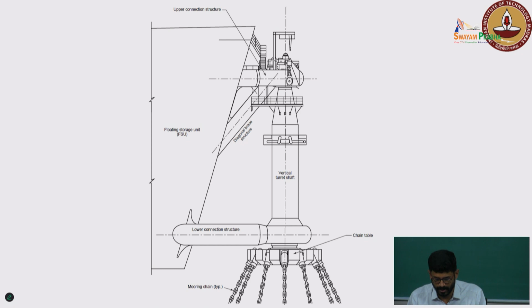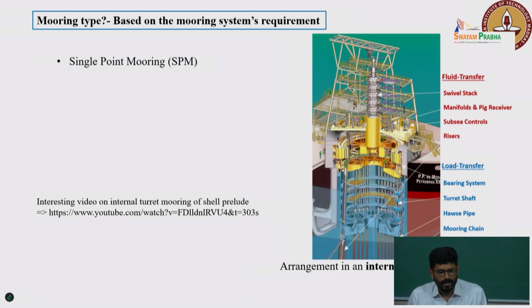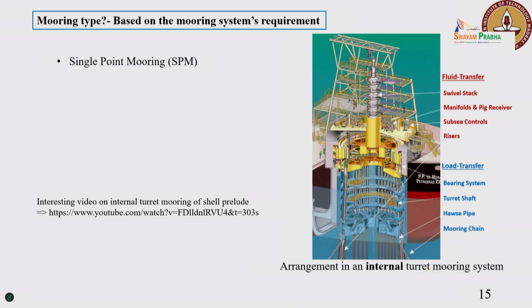So this is also an external turret. Now this is an internal turret arrangement. As we said, for an internal turret you need to have a dedicated space, and also a lot of complex systems come into the picture, because it has to allow for the swiveling of your floating body. When we say weather vaning, we basically mean that swiveling of your floating structure so that it will align to the direction of the wave. Okay, so this is an internal turret system.